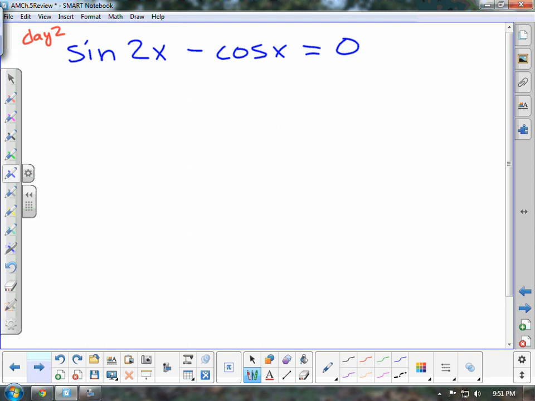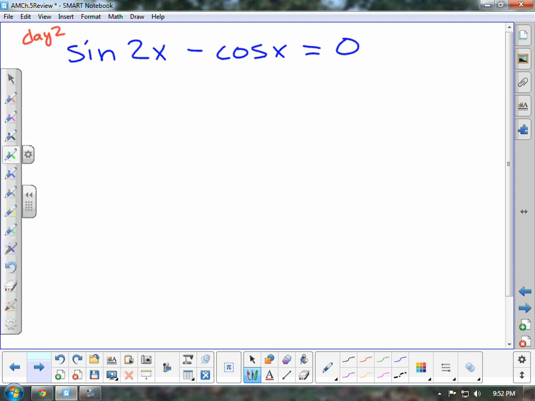Our last example is sine of 2x minus cosine of x equals 0. Now in this one we have a cosine of x and we have a sine of 2x, and there really is not anything you can do algebraically with that. So now we're going to have to figure out a way to maybe change something so that we can get it to look like the other thing, or do some things so we have something that is the same.